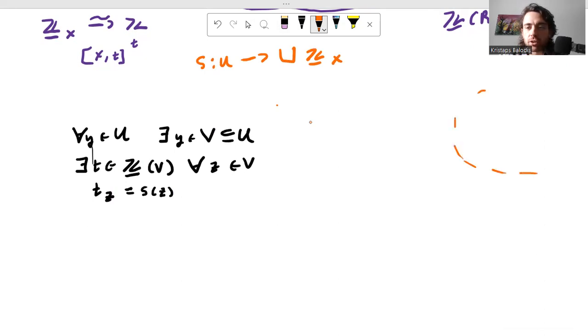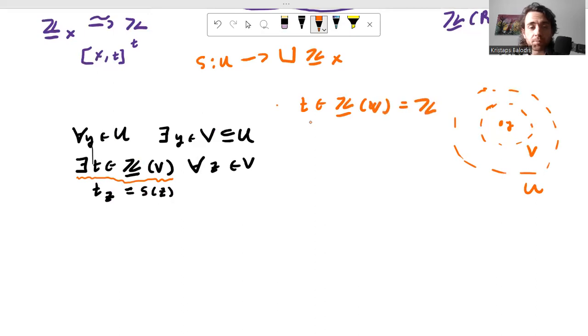And so here's my open set U. And I've picked a point Y, and I've sandwiched some other open set between these. And so this says there should exist a section T. Okay, so there's got to be some T, which again, just an integer, right? There's got to be some integer T, such that for all Z in V, the stalk at T is equal to S at Z, right?